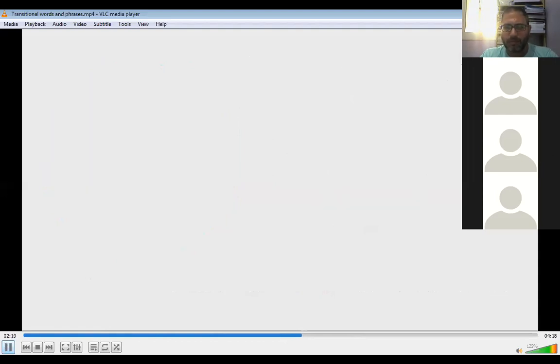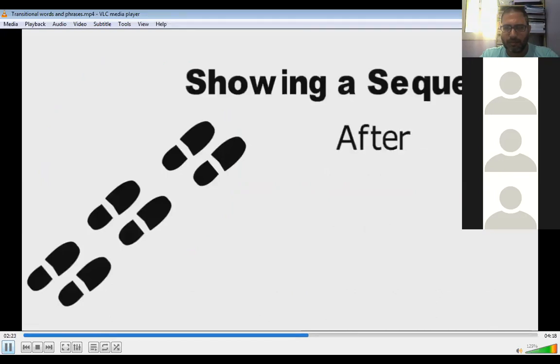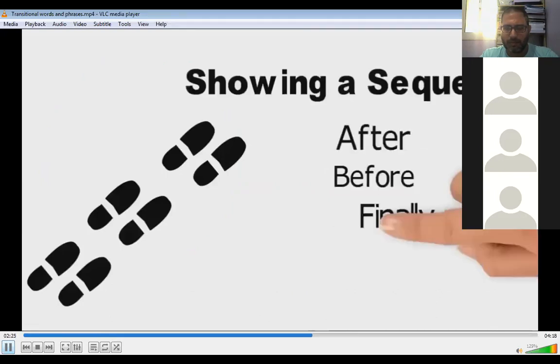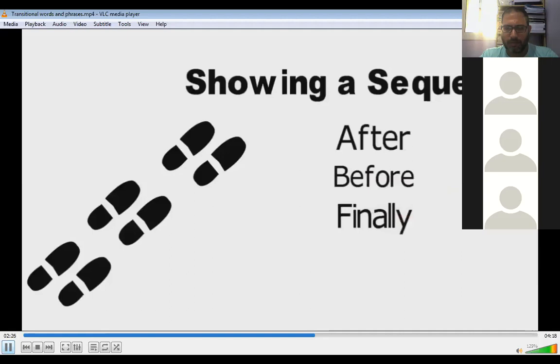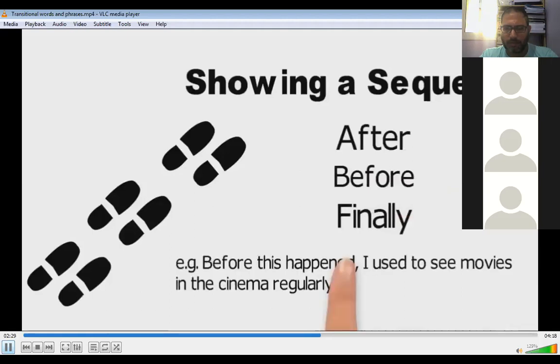For showing sequence, use words such as before or finally. For example, before this happened, I used to see movies in the cinema regularly. So we have here showing sequence like first, second, third, after that, finally, before, and so on.